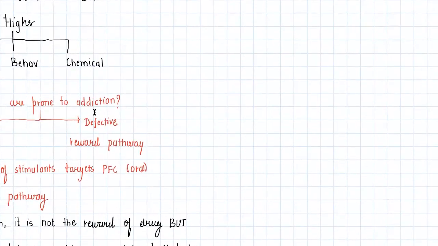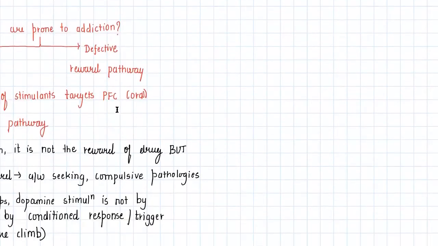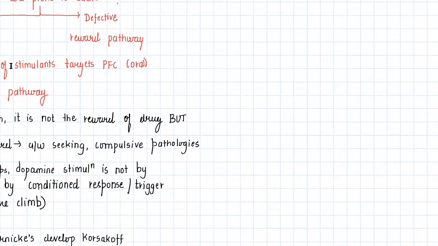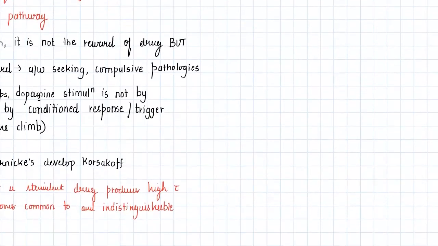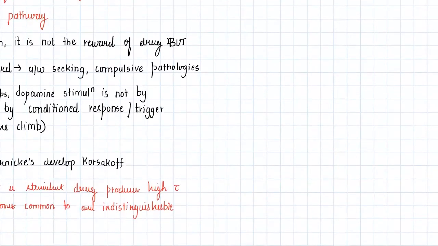Who is prone to addiction? Those who are pre-morbidly impulsive, or have a defective reward pathway, are the people who are prone to addiction. Therapeutic use of stimulants targets the prefrontal cortex, whereas abuse will target the reward pathway. In the long run, it is not the reward of the drug, but the anticipation of the reward associated with seeking compulsive pathologies. As a habit develops, dopamine stimulation is not by the substance, but by the conditioned response or the trigger that it causes.